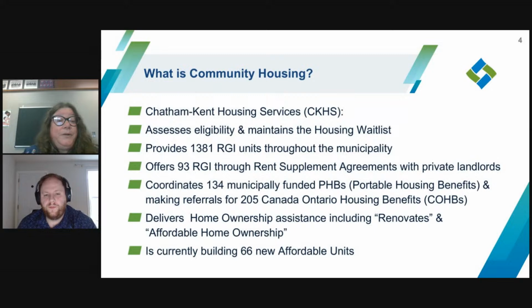And we also build more units. They're always needed. And currently we have 66 new affordable units that are under construction that we anticipate will be filled by winter of 2025. Next slide, please, Phil.